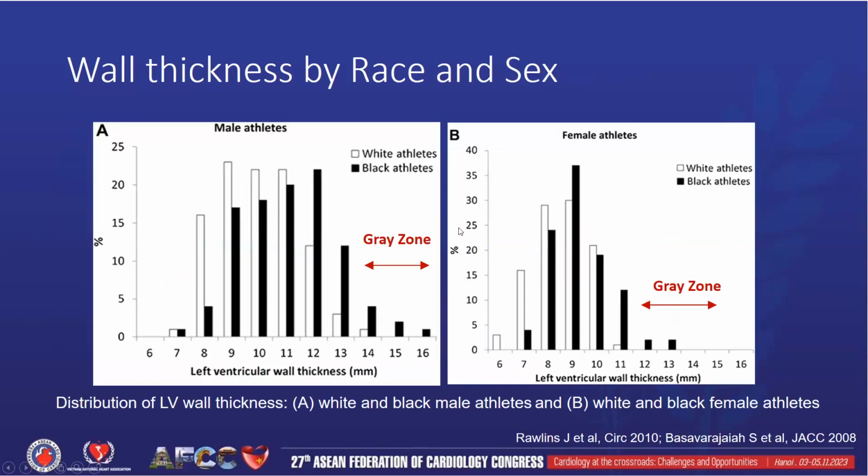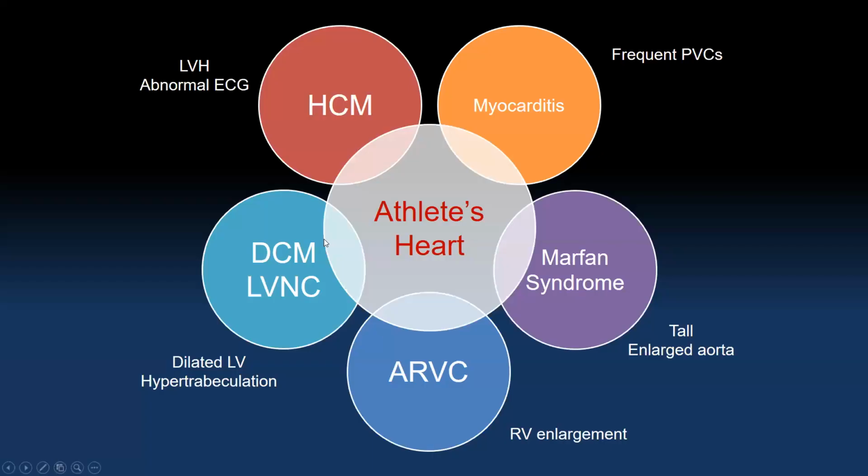If I go back to the other slide, you'll see that in black athletes, the upper limit of physiologic hypertrophy is on the order of 14 to 15 millimeters, perhaps even up to 16 millimeters in some extreme circumstances. All of this leads to some gray zones in which we have this interesting conundrum of what is a healthy heart, or an extreme one that's capable of extreme performance, and one that is diseased.